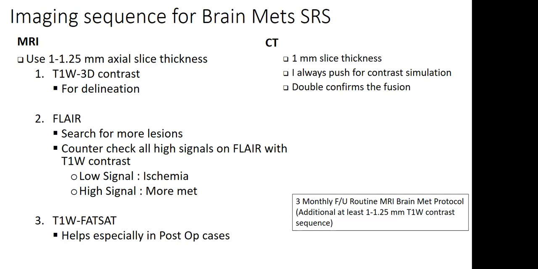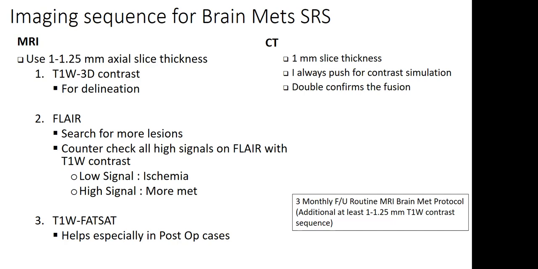So for the T1 contrast, we always take 1 millimeter or 1.25 millimeter. I prefer 1 millimeter at least. And for contouring purposes, it will be the T1 contrast which will always be used, always. Never any other sequence. Even though sometimes you can see a better image in the FLAIR, we never use the FLAIR for contouring. It will always be a T1 contrast.